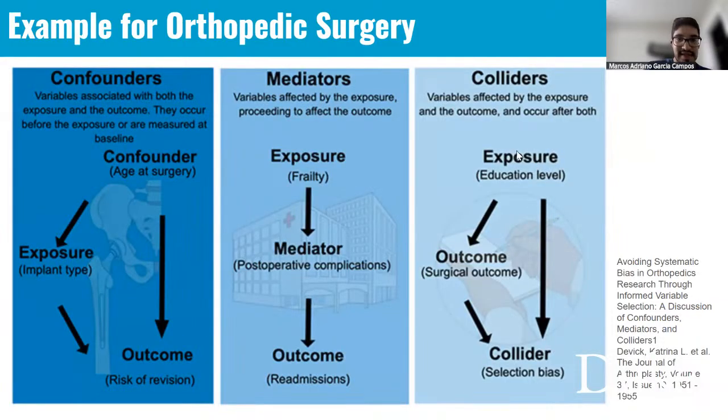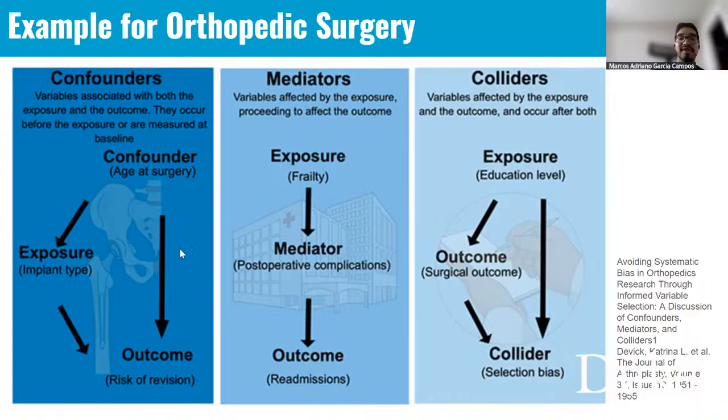This is an example from a paper about orthopedic surgery. They set clear examples of confounders, mediators, and colliders. And here, an example about orthopedic surgery. I have the exposure, the hypothesis, which is implant type. And the outcome is the risk of revision of the surgery.